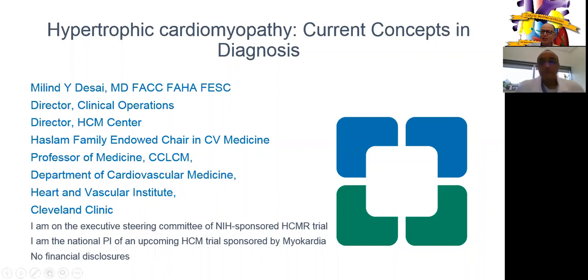This edition, I have the pleasure of introducing my colleague, friend, and collaborator, one of the multi-modality imaging experts at the Cleveland Clinic, Dr. Milind Desai, who directs many things, including our Hypertrophic Cardiomyopathy Center and clinical operations for cardiology. He's going to discuss hypertrophic cardiomyopathy, current concepts, and diagnosis. Milind, the floor is yours.